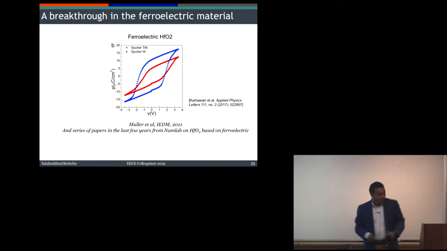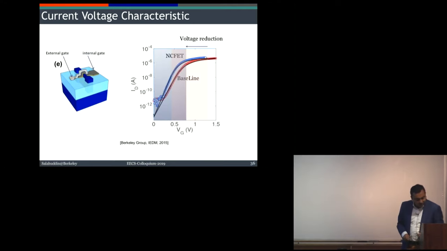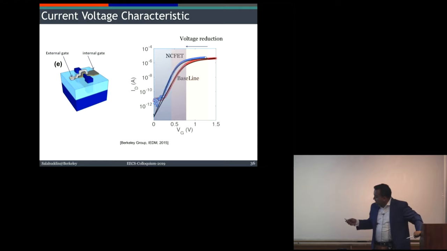So we quickly did an experiment at that point, in collaboration with a group from Taiwan, and we were able to show that in a 30 nanometer channel length transistor, this is the baseline IV, this is the negative capacitance transistor IV, and you can now see that steepening of the curve that the theory predicted should happen, right? So this, back in 2015, we did this demonstration.